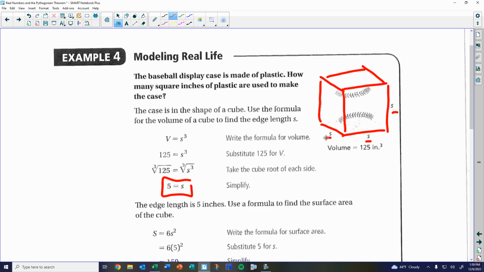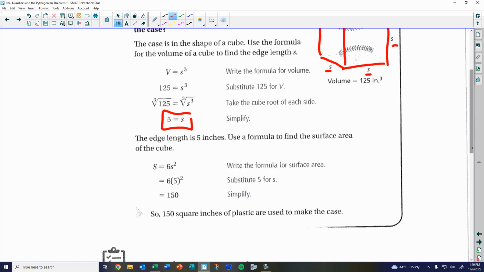From there, you're going to use the surface area formula, which is right here. S equals 6 sides squared. And the reason you multiply it by 6 is because a cube has 6 sides. So you plug in the side that you found, square it first, then multiply it by 6 to get 150, and that's 150 square inches because you are dealing with surface area, and anytime you deal with the word area, it is in square inches.